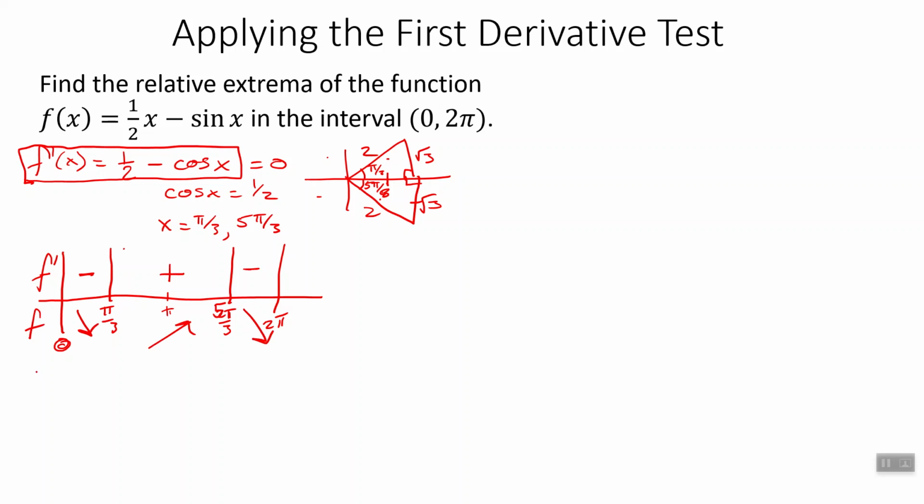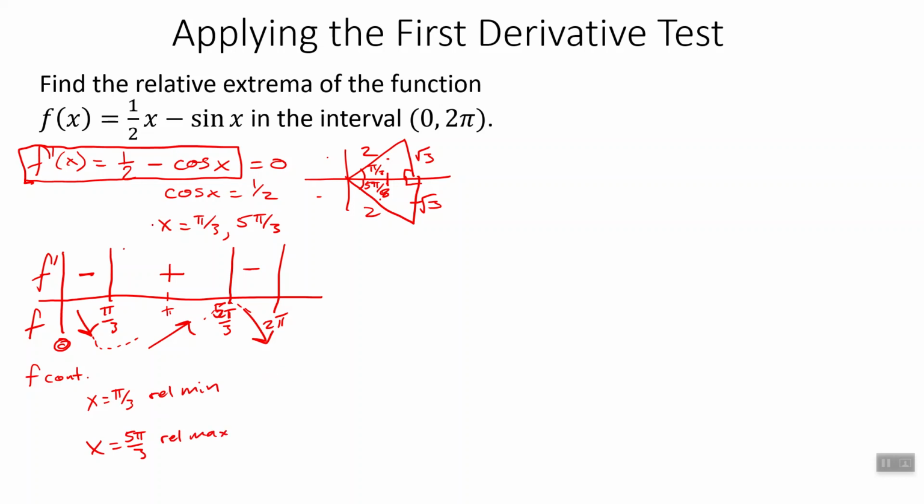And our original function is continuous. Therefore, this right here will be a relative minimum and this right here will be a relative maximum. So at x equals pi over 3, we're going to have a relative min, and at x equals 5 pi over 3, we're going to have a relative max.